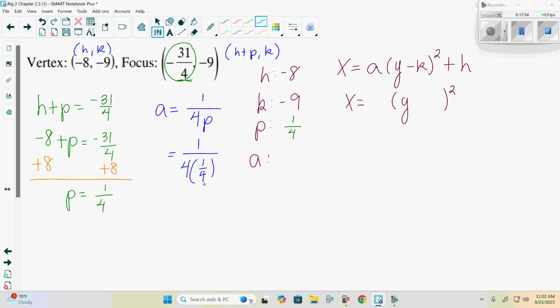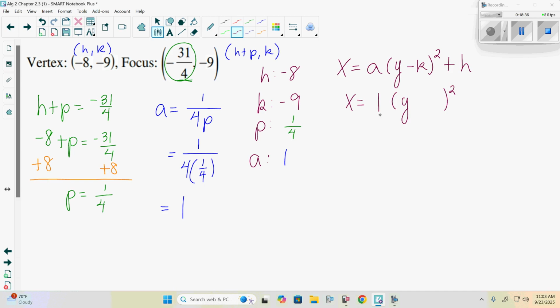So, we feel good about finding p? Yes? All right, guys. We feel good about finding the value of p? Okay. So we get -8 plus p equals -31 over 4. We added 8 to both sides and got p is 1/4. Then to find a, we take that value p, plug it into our 1 over 4p, which gives us 1 over 4 times 1/4, which will give us 1.